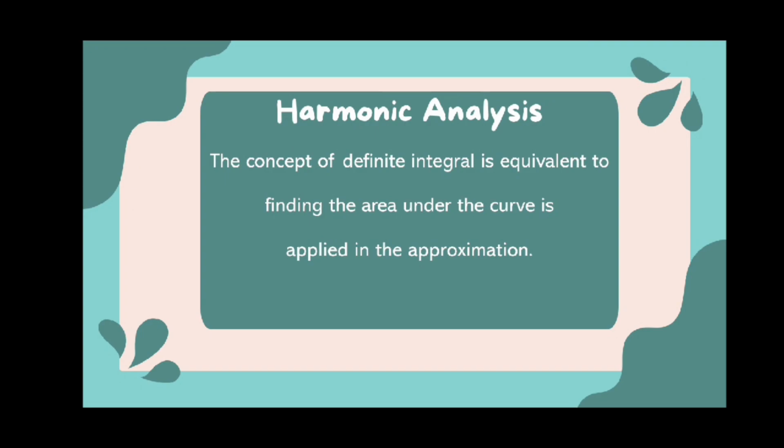Next, for harmonic analysis, even though an output function in experimental operations is periodic, it is frequently stated as a set of readings, making direct integration to get the relevant Fourier coefficients impossible. As a result, harmonic analysis and approximation is employed. The concept of definite integral, which is equivalent to finding the area under the curve, is applied in the approximation.